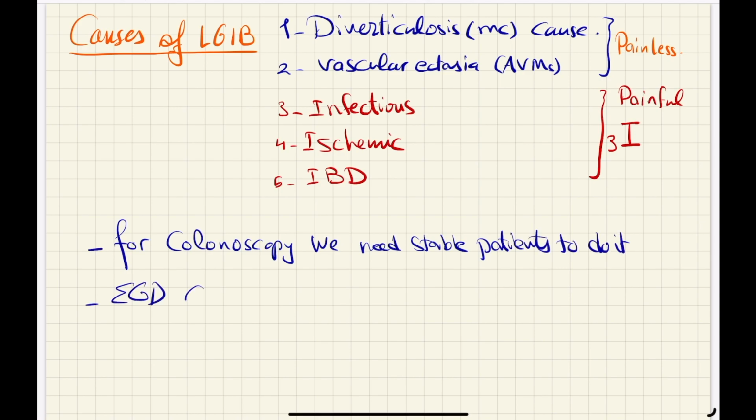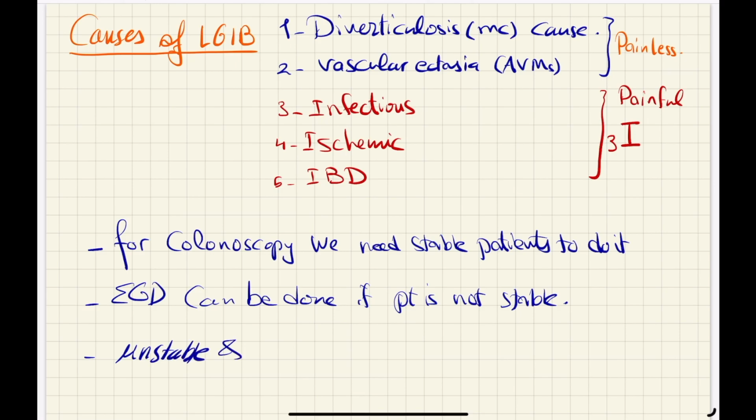Now, for the lower gastrointestinal bleed, we do colonoscopy if the patient is stable to confirm the cause. And we rule out upper gastrointestinal bleed using EGD. We do EGD even if the patient is unstable. We can't do a colonoscopy if the patient is unstable or having brisk bleeding. It won't show the source.